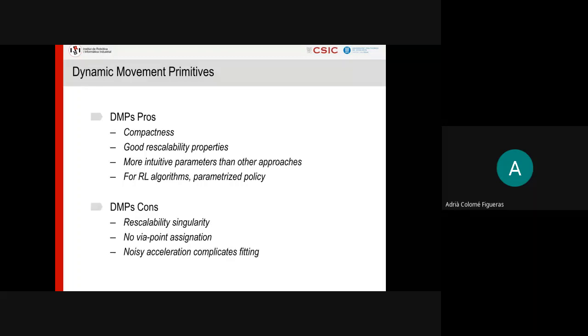However, the dynamic movement primitives have some problems, like there is a singularity on this rescalability of the goal, and it is very difficult to assign via points in the middle of a trajectory. Also, if you have noisy data, it can corrupt a little bit the computation, the fitting of the weights, because of the least squares fitting that is often done. And there are some ways around this problem, but then it becomes more complex and complicated.